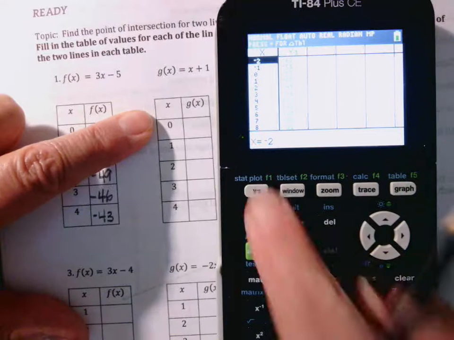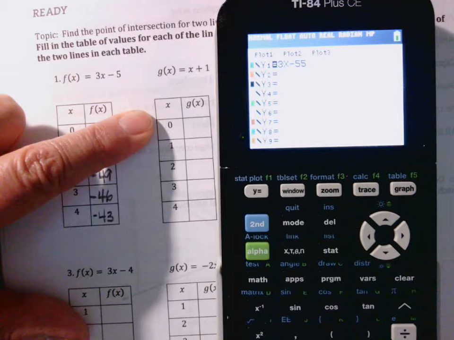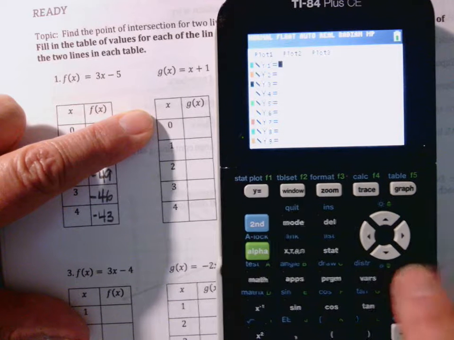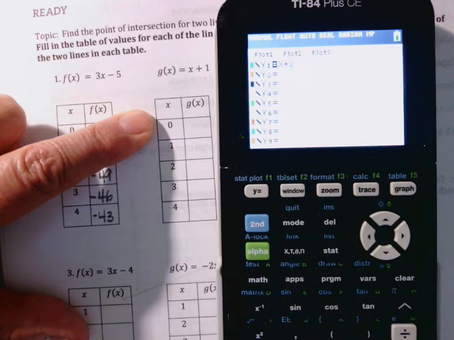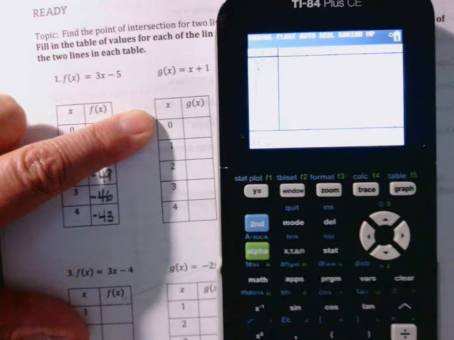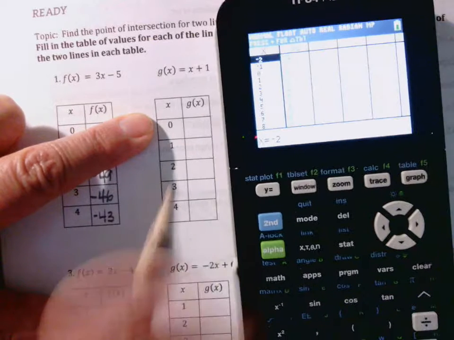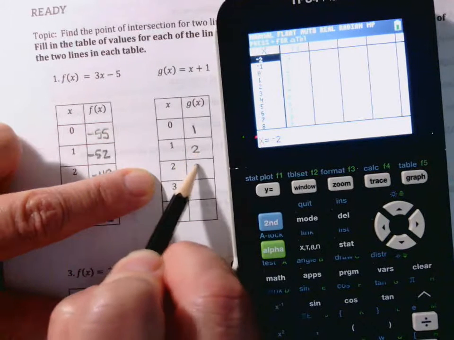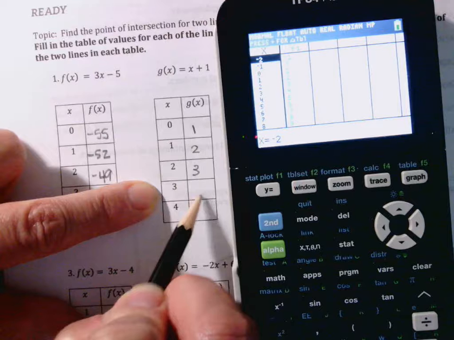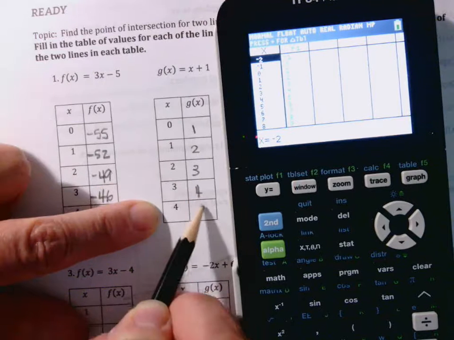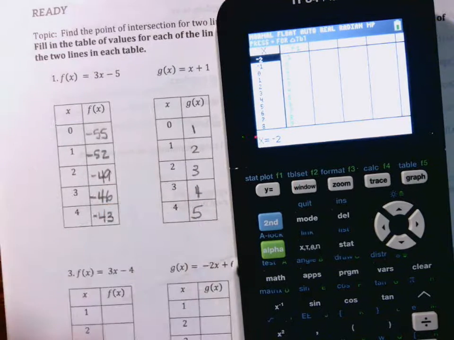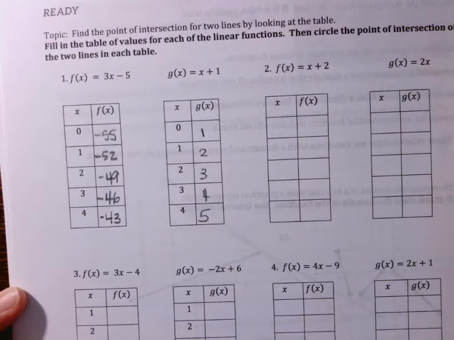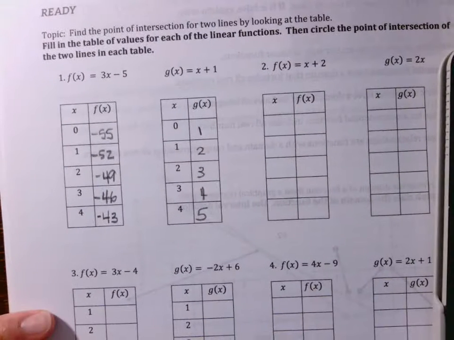And now I'm going to do g of x, which is x plus 1. Oh, let me clear that out. X plus 1, and I go to the table, and I notice that I have 0, 1, 1, 2, 2, 3, 3, 4, and 4, 5. So it says circle the point of intersection of the two lines in each table.